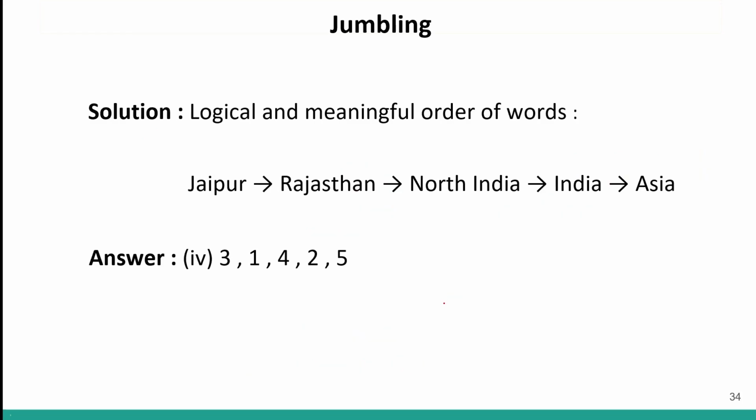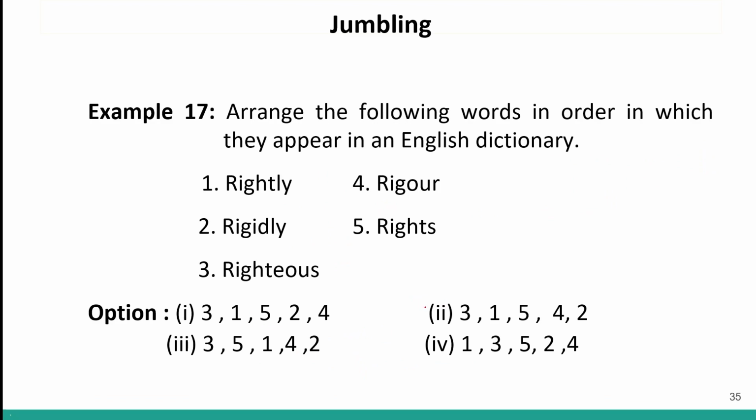So option number 4 will be the correct answer. Okay. Now, example 17. We have to arrange the following words in the order in which they appear in the English dictionary. As I told you, when we talk about the English dictionary, the first letters are the same, R. Let's move on to the second letter, I. Third letter, G, and G. We cannot find out until here. Fourth letter, H, I, H, O, H. So H is at which position? It is 8th position. I is at 9th position. Then 8, then O is 15, and then H is 8.